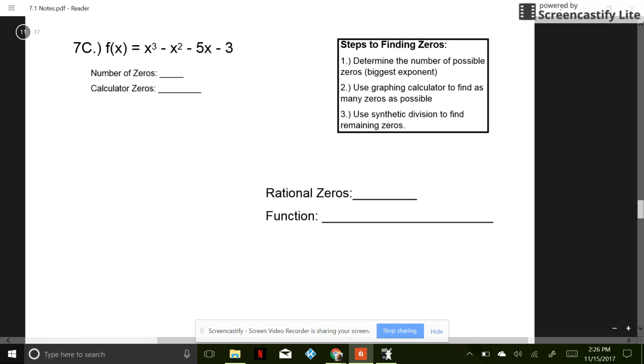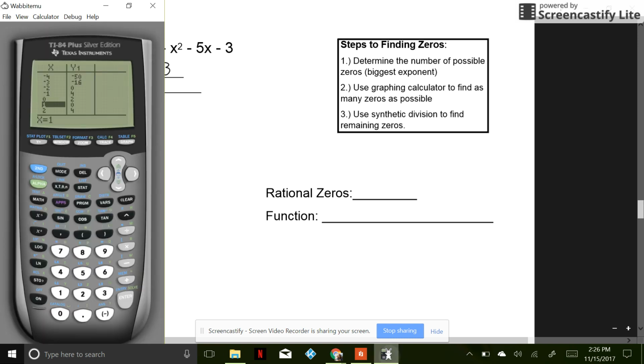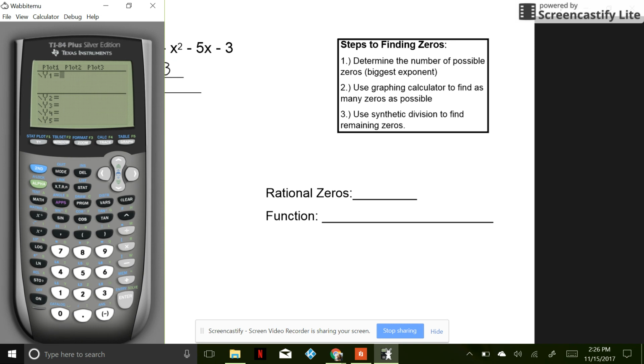7c, first we look for the number of zeros. x cubed, so we could have up to 3 zeros. We plot it in our calculator. We've got x to the third, minus x squared, minus 5x, minus 3. Graph it. Let's see what we got.